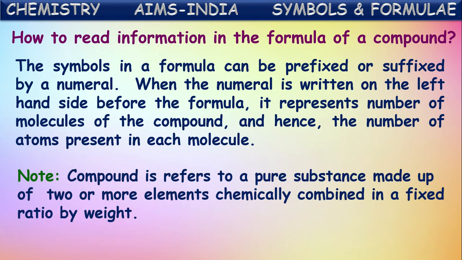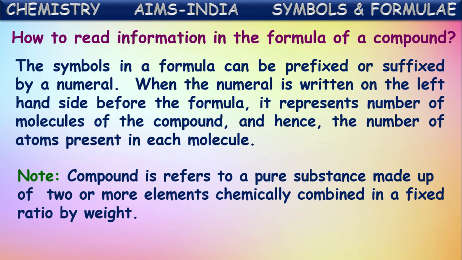Okay, a compound refers to a pure substance made up of two or more elements chemically combined in a fixed ratio by weight. Yes, we have learned this already while explaining the compound and classification of matter. Matter is classified into two types chemically: pure substances and impure substances. The substances which contain the same kind of particles are called pure substances. And these pure substances are again classified into two types. What are those two? Elements and compounds.